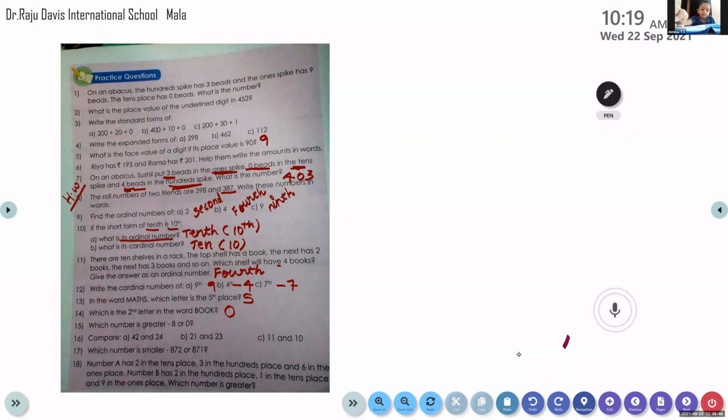Ma'am, can I read the question? Who wants to read the question? Shankar. Yes, Shankar, read. 15th question. Dear, are you there? Ma'am, I've now read. Shankar, now read. Which number is greater? 8 or 0? Wait, let him complete the question, my dear children.